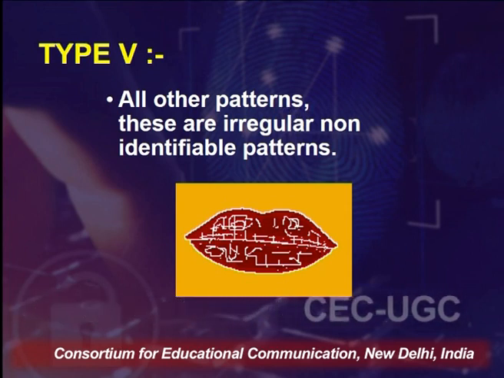Now, on this basis, whenever we have some print from the crime scene, we can see which type it falls into, and then we look for the individual characteristics which are present in the lip prints. So the next is, after the classification, how the lip prints are collected from the crime scene and how the evidences are collected from the suspects for the comparison.